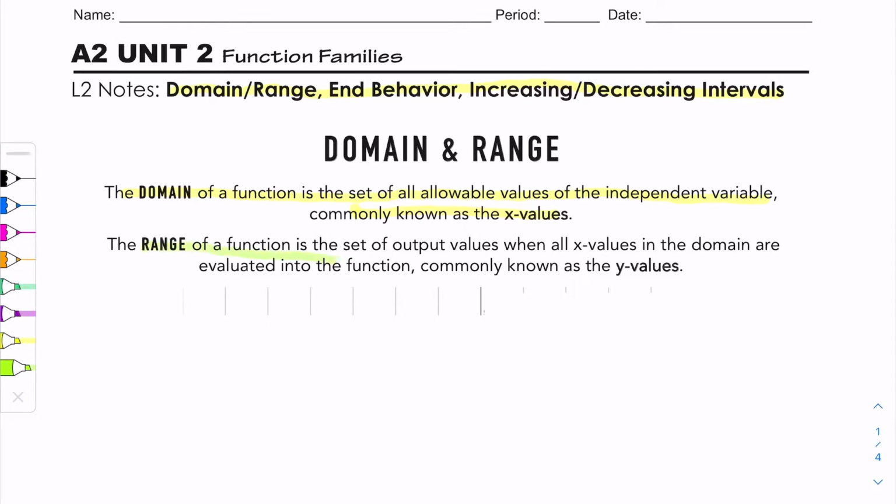The range of a function is the set of output values. This is commonly known as the y values. Also, the range is when the domain is evaluated in the function and then you get an answer or an output. That's the range. So it's what comes out of that function machine if you were to use it.